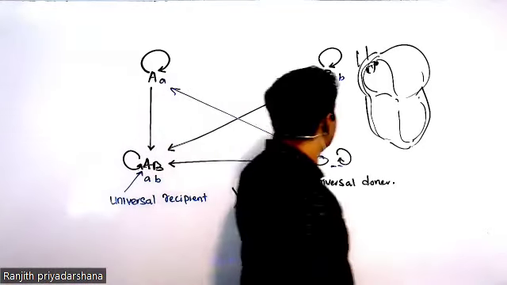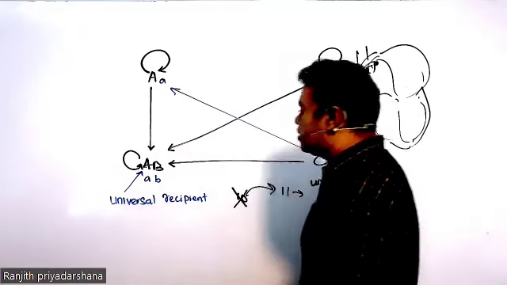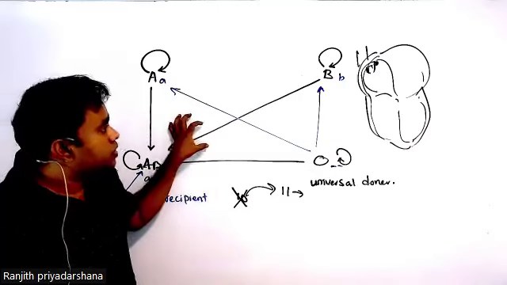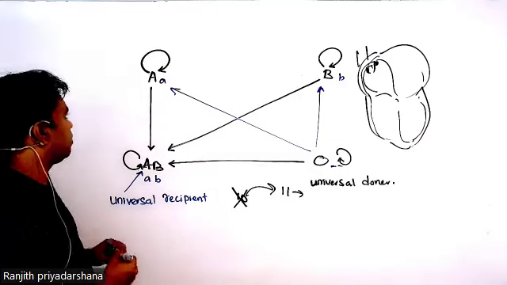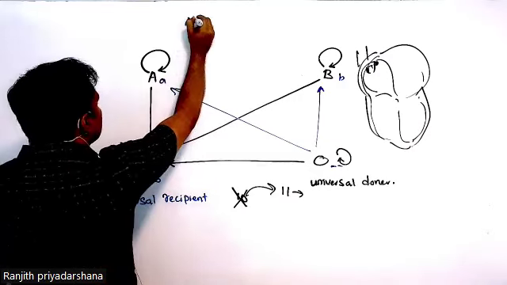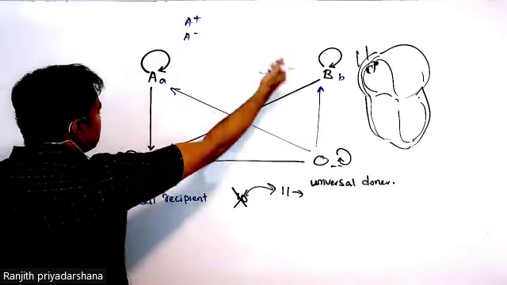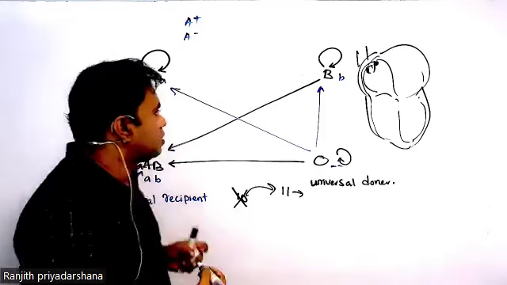Okay, so this universal donor, universal recipient, these things you have to know, and next day we are going to learn with the rhesus factor how it becomes A positive and A negative, so compatibility, you have to check.